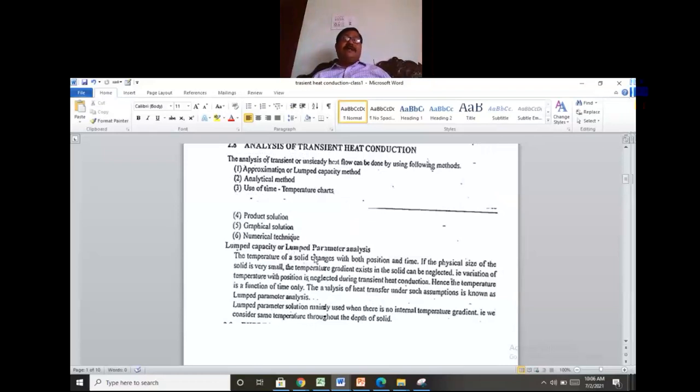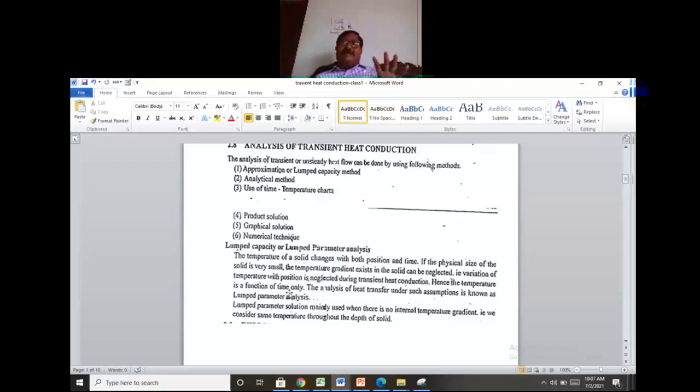Lumped capacity or lumped parameter analysis. In this, the temperature of the solid changes with both the position and time. If the physical size of the solid is very small, the temperature gradient existing in the solid can be neglected. That is, the variation of temperature with position is neglected during the transient heat conduction. Hence, the temperature is a function of time only.